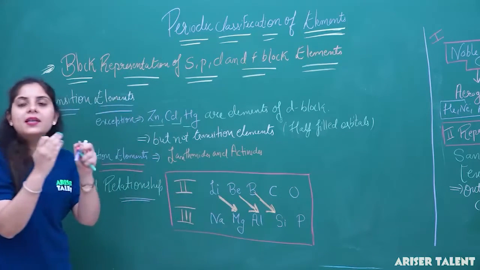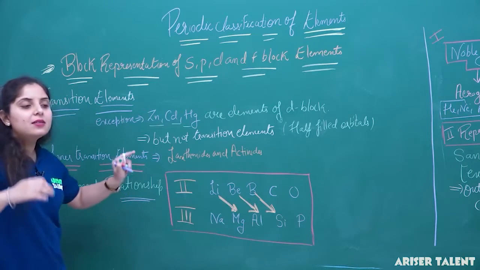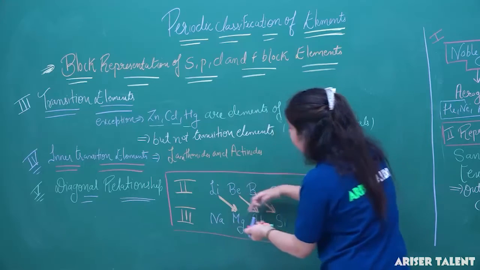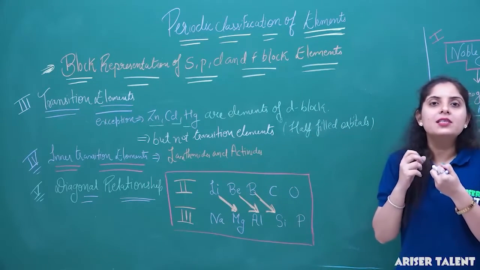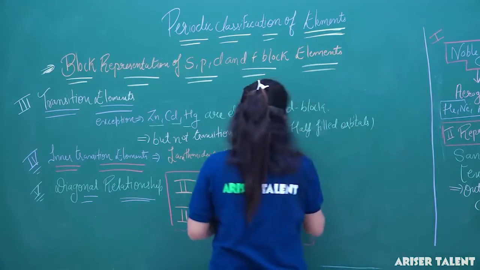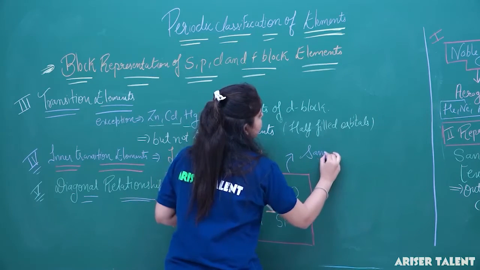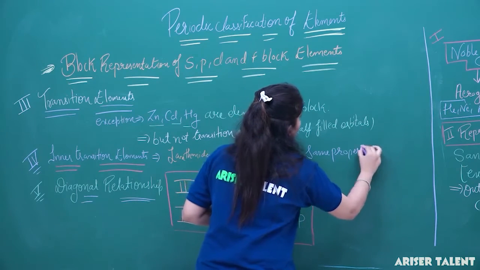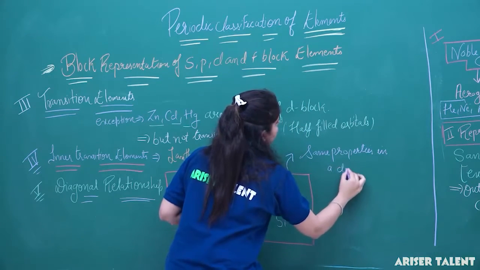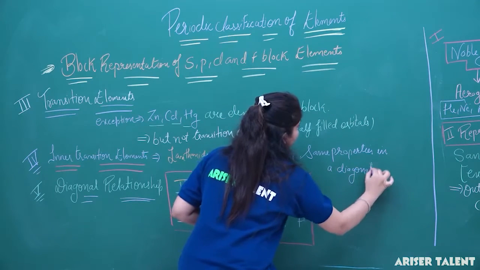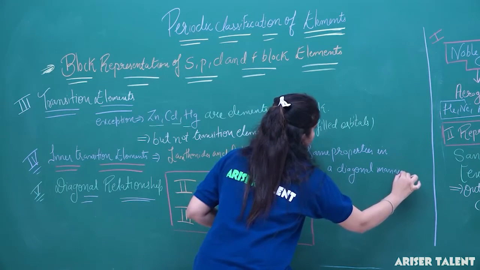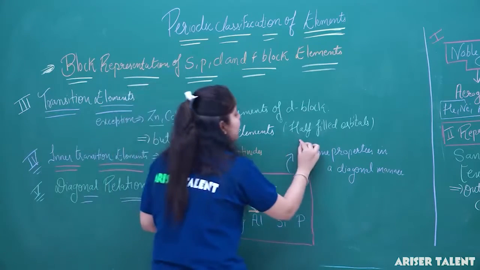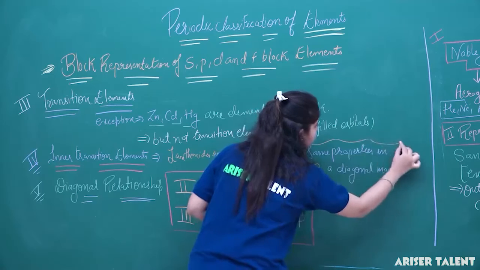So if they form the diagonal relationship, we can say that this is another characteristic of the modern periodic table. And why are they showing the diagonal relationship? Because they have the same properties in a diagonal manner, so we can say that they are exhibiting a diagonal relationship.